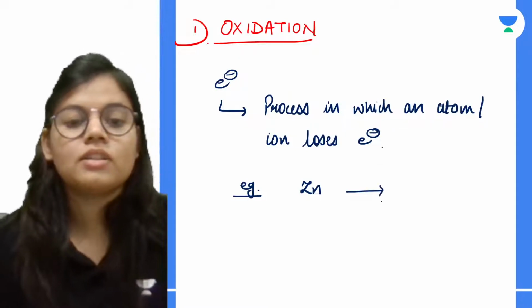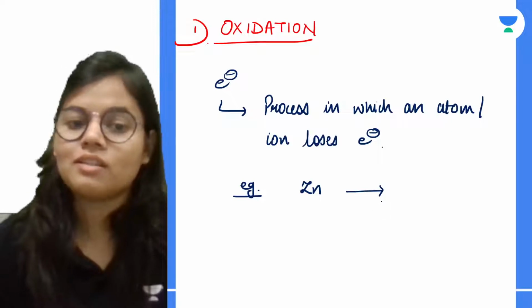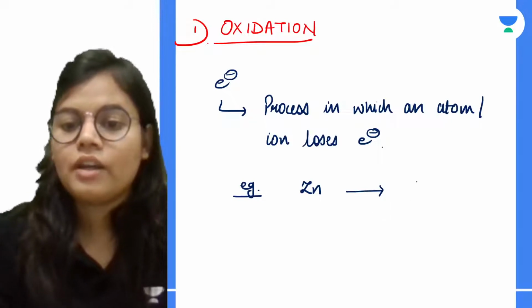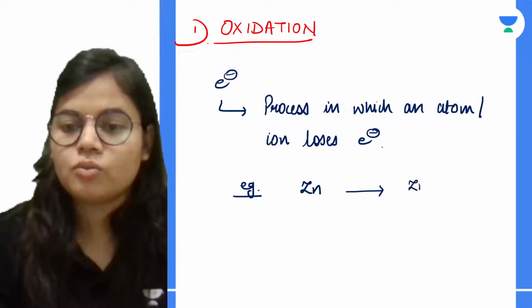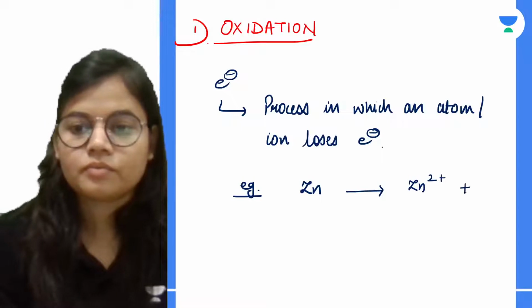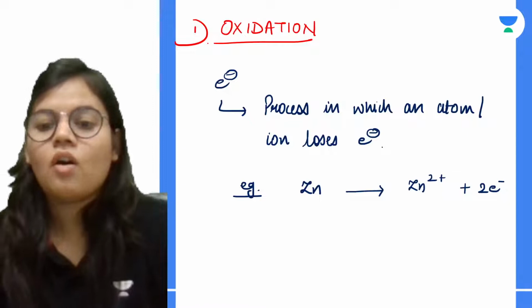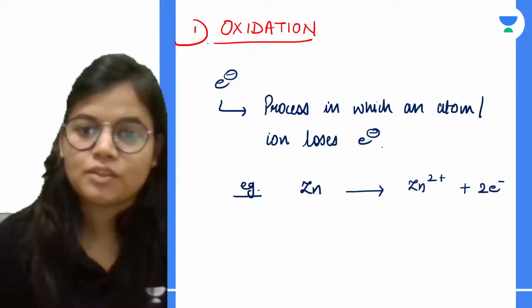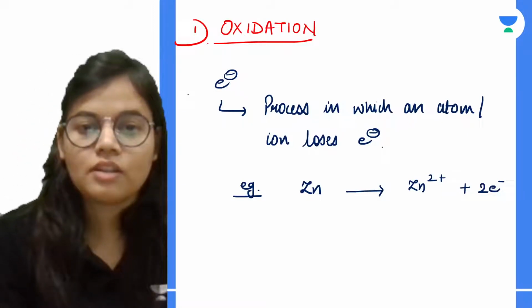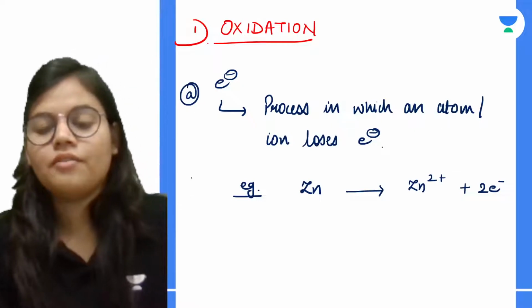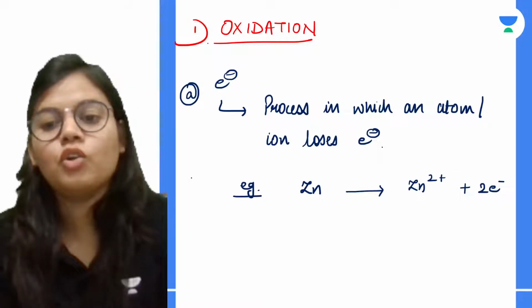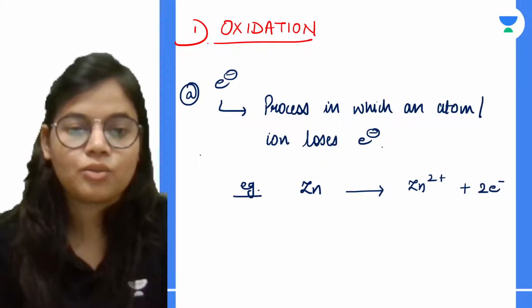Let us suppose this zinc is losing its electrons. How? It would be giving out its 2 electrons. So this is the oxidation process. The first definition: an atom or ion is losing electrons.